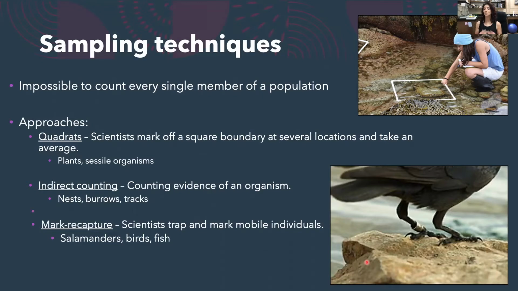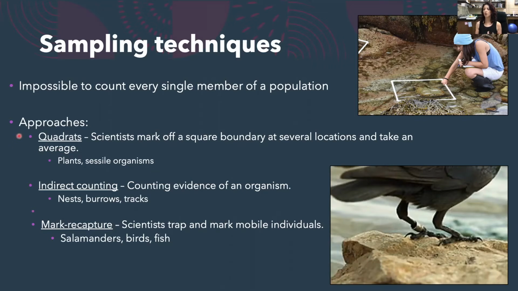We in science use multiple different sampling techniques because it is really impossible to count every single member of a population. Some populations move around a whole lot. Some of them are so small you can't really see them. And just for the sake of time and for the sake of money, we take alternative approaches that are really robust for sampling different populations and their density. So a few of the approaches here.